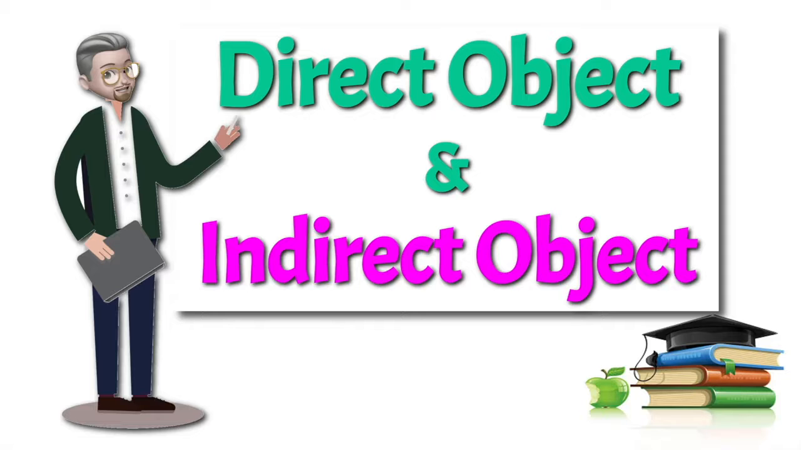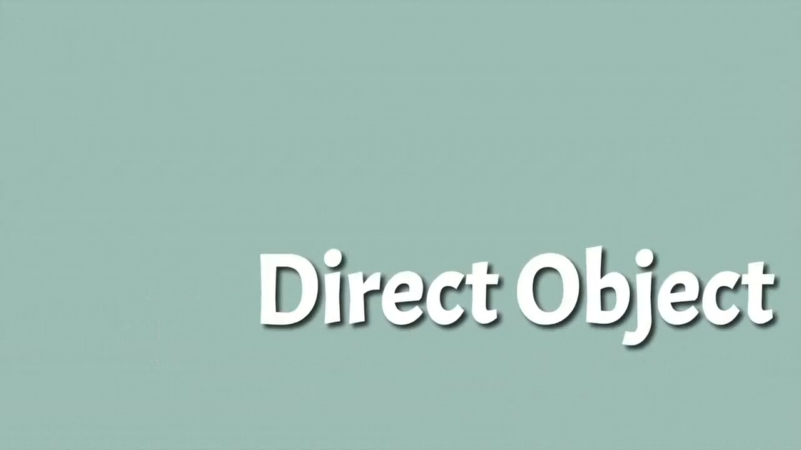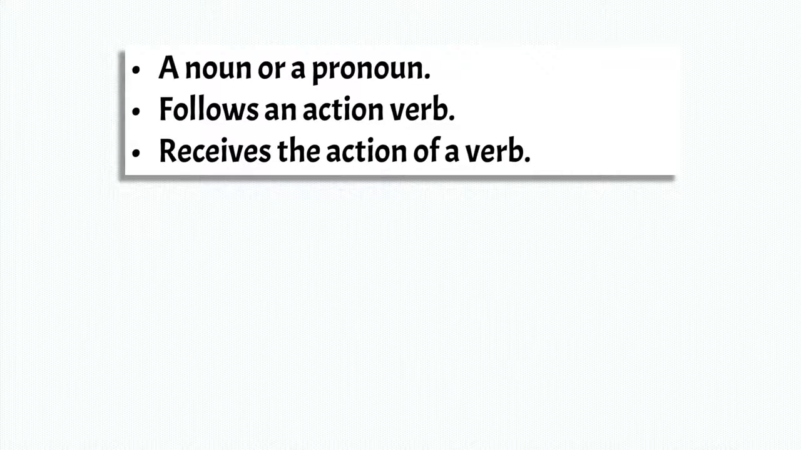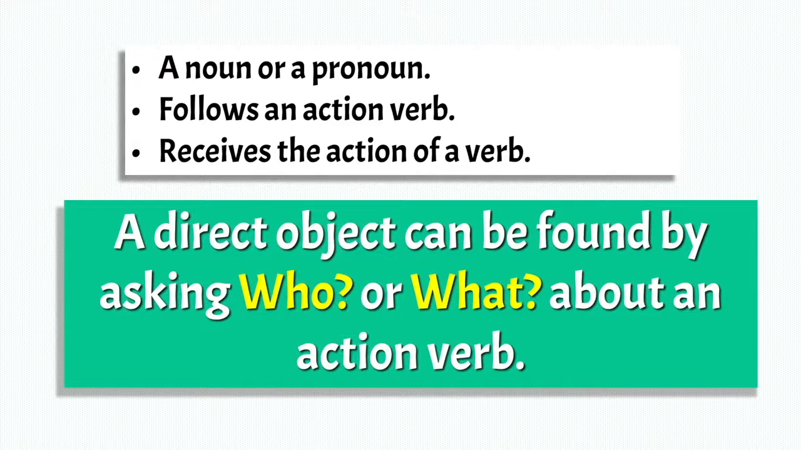On today's lesson, we're going to look at direct object and indirect object. So let's get started. Let's start with direct object. It is a noun or a pronoun. It follows an action verb and it receives the action of a verb in a sentence. A direct object can be found by asking who or what about an action verb.